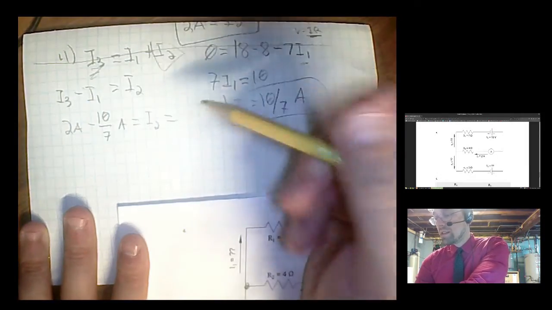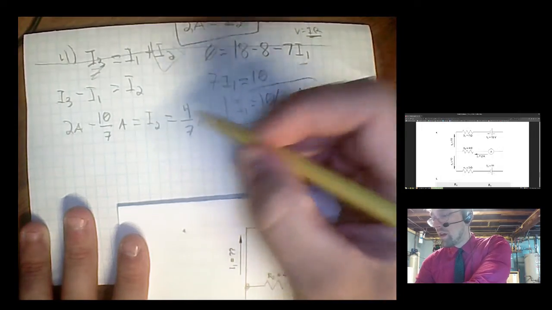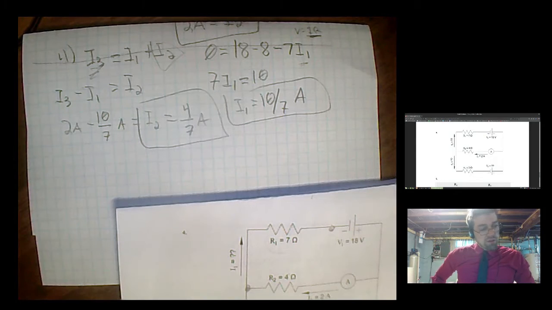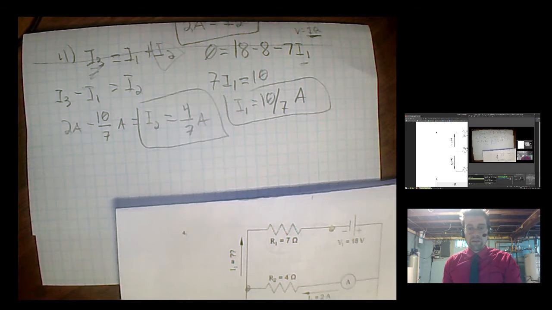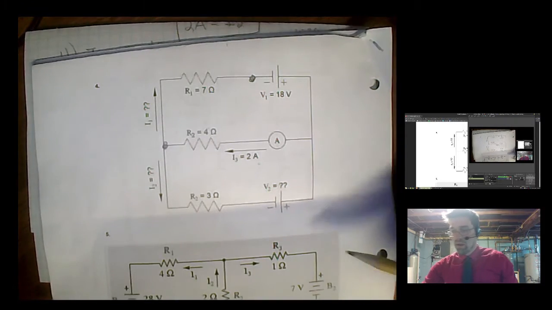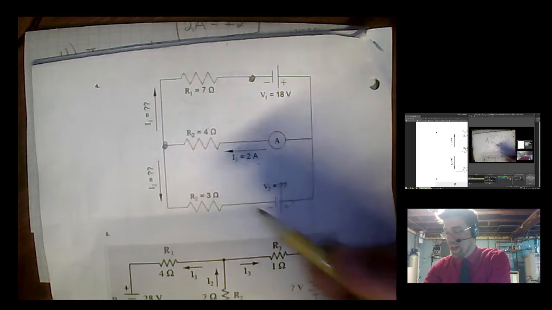14/7 minus 10/7 is 4/7 of an amp, which is I2. Okay, so for this last one, now we need this unknown voltage. So let's do another loop here. Let's get that unknown voltage V2 in there. Let me go back and see how much of this is still on screen. Alright, let's do another loop that gets this in the mix.